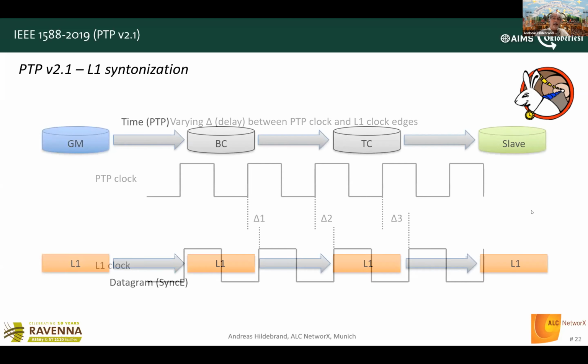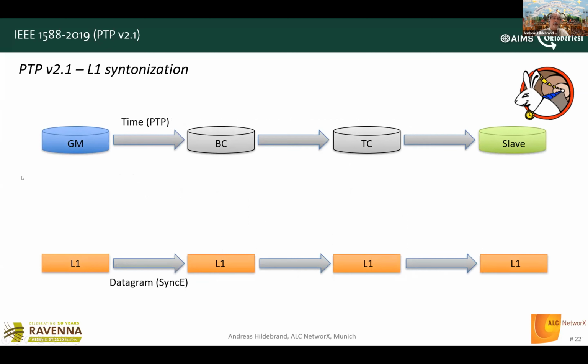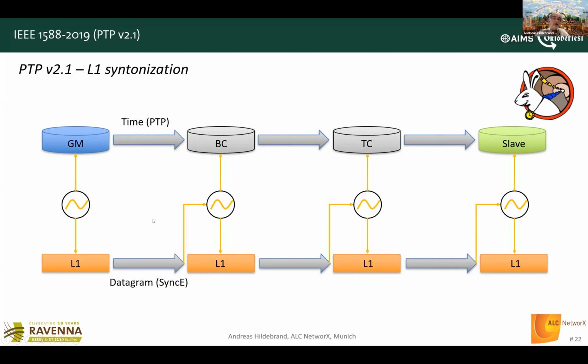In order to address this issue, what the White Rabbit group has suggested and has also implemented is that the clock reference for the layer 1 and the PTP is the same. So the grandmaster is referenced to the same clock as the L1. That basically means that in this scheme, all the others follow the very same principle.